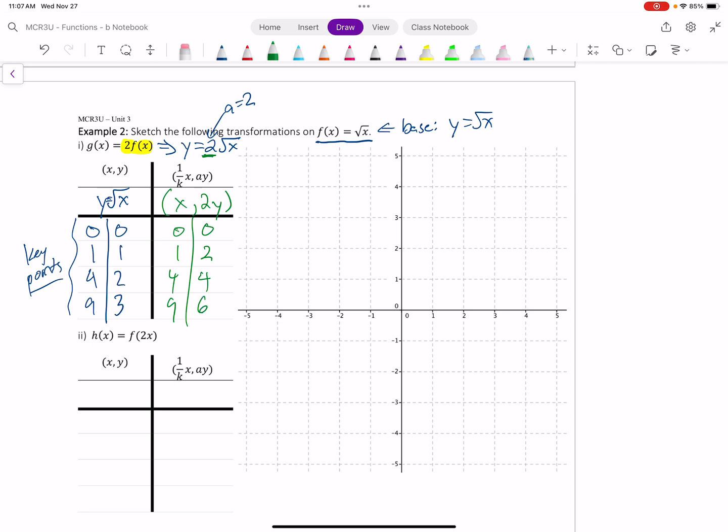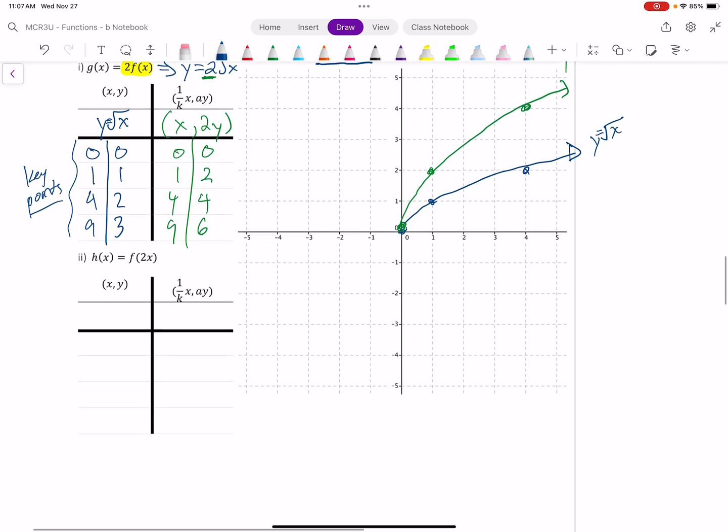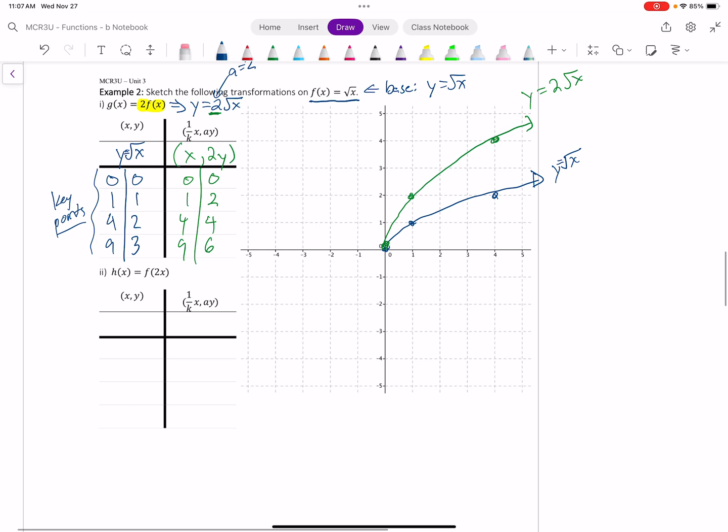So this is a vertical stretch. So the original, just so we see it, it looks like this. Notice I didn't use a large scale here, and that's okay. But now I'm going to take that graph, and I'm multiplying all of these by 2 vertically. So this is y equals 2 root x, and this is y equals root x. Like that. In the next example, this time I've got a 2 inside the function.